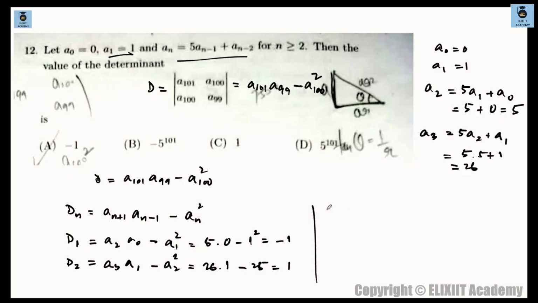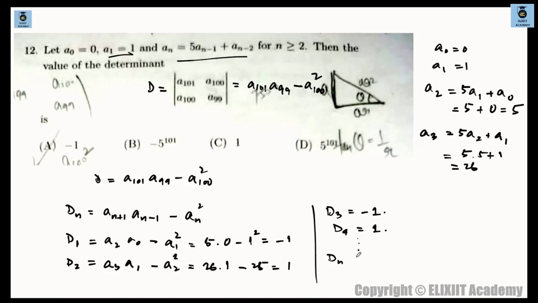So similarly, you will calculate what is D3. You will obtain D3 to be minus 1. You can do the calculation, check. You will obtain D3 to be minus 1, D4 to be plus 1, and so on. This pattern will keep on going on.